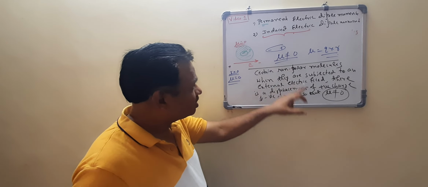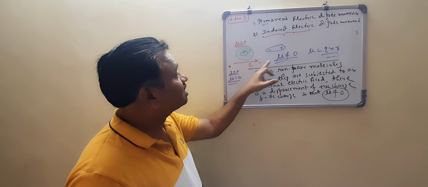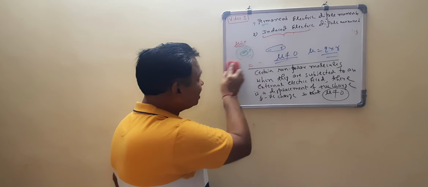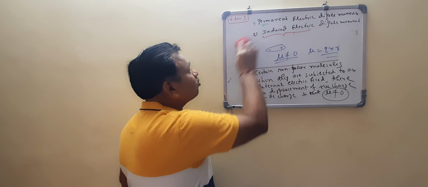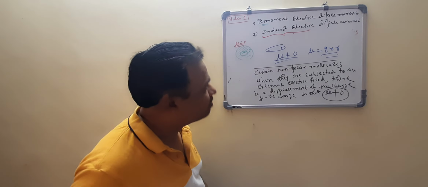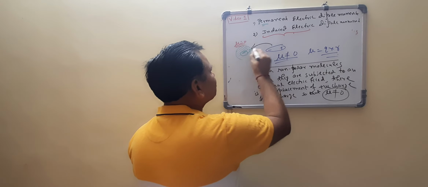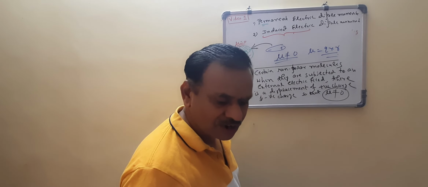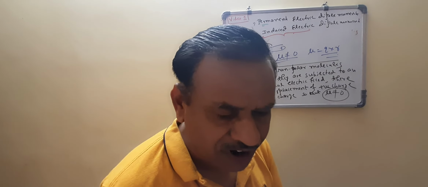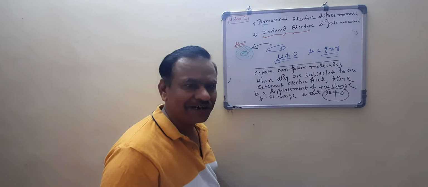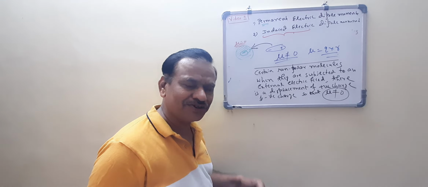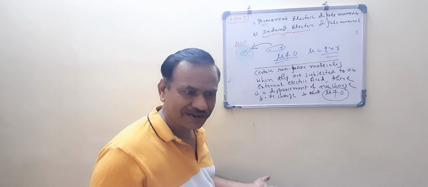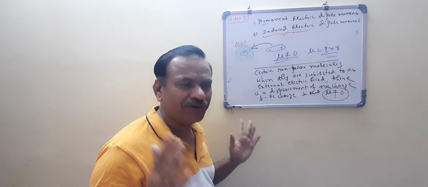Why I am using the word induced is, it is created because of the external electric field. If I remove this electric field, again it will go back to this situation. It is as good as, as long as the teacher is present inside the classroom, all students are polarized. They are sitting in one particular direction. The moment the teacher goes out, again all students are randomly oriented in all directions. That is the induced phenomenon.